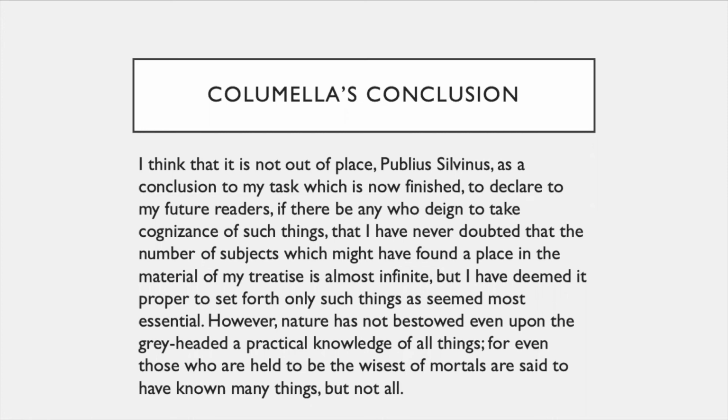Now, Columella is clear that he has only set down what is most essential in this treatise. You see here, he says, I've never doubted that the number of subjects which might have found a place in the material of my treatise is almost infinite, but I have deemed it proper to set forth only such things as seemed most essential. This summing up strategy, Thorsten Fergen has called, quote, formulated as a user's guide, a Benutzerhinweis, for the reader. But that begs the question, are these Moretum truly essential? And what does that even mean in the context of another salient fact?